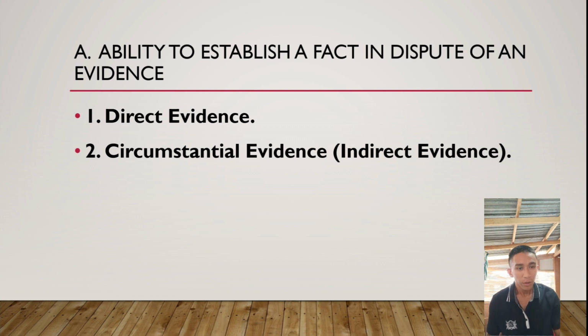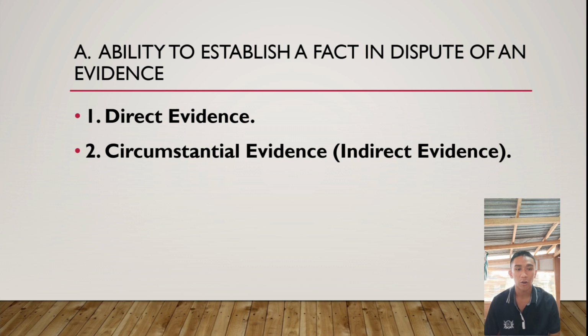So direct evidence is evidence which proves the fact in dispute without the aid of any inference or presumption. The evidence presented corresponds to the precise or actual point at issue. So that was what we call direct evidence. The second one is circumstantial evidence, or what we call indirect evidence.